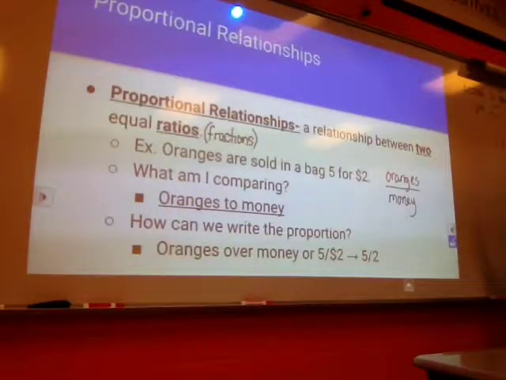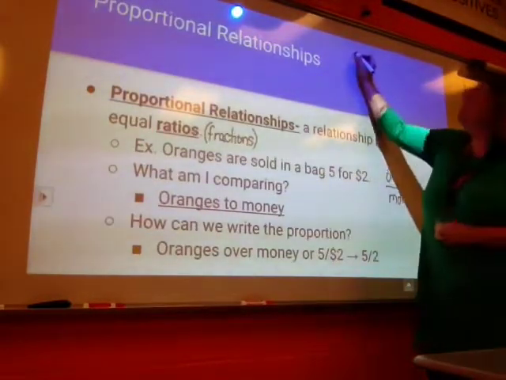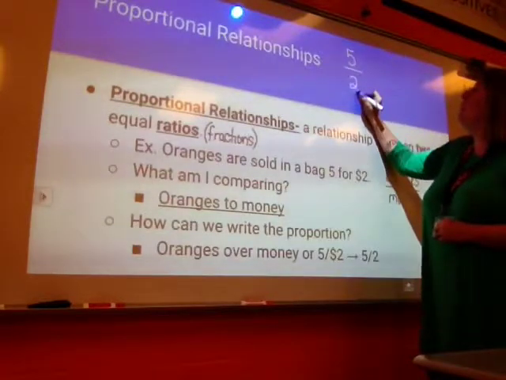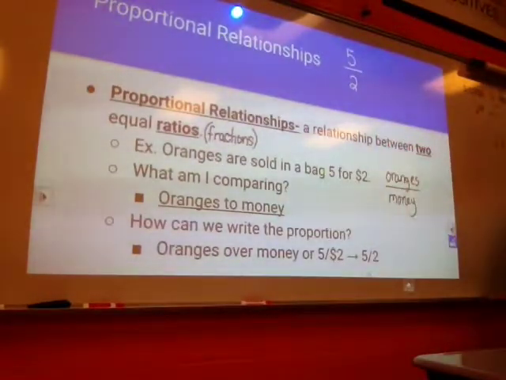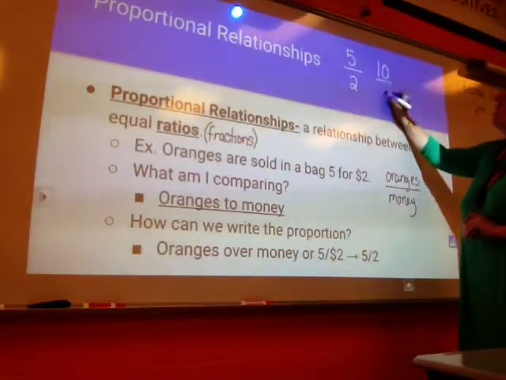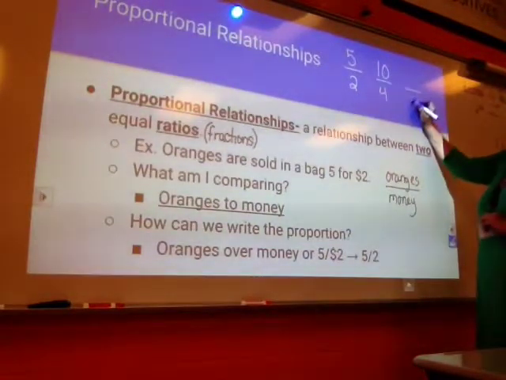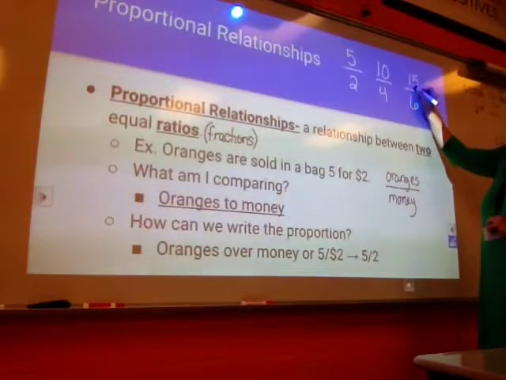Now, a relationship, though, says I have to have two or more fractions, right? So let's talk for a split second. We all agree that I can have 5 oranges for $2. Do we agree with that? What if I wanted 10 oranges? That would be 10 over 4. What if I had $6? How many oranges would I get? You'd get 15 oranges. So I'd have $6, 15 oranges.